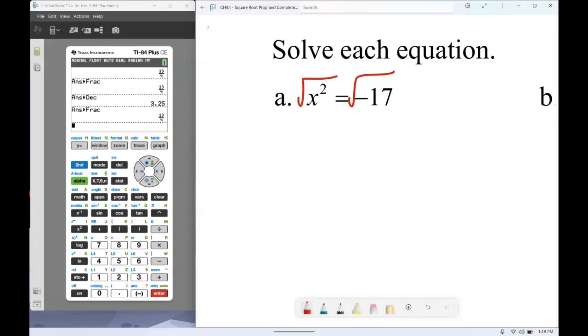We write it in terms of i. So we get plus and minus. How do I write the root of negative 17 in terms of i? i root 17. Okay, simple as that. Plus and minus i root 17.